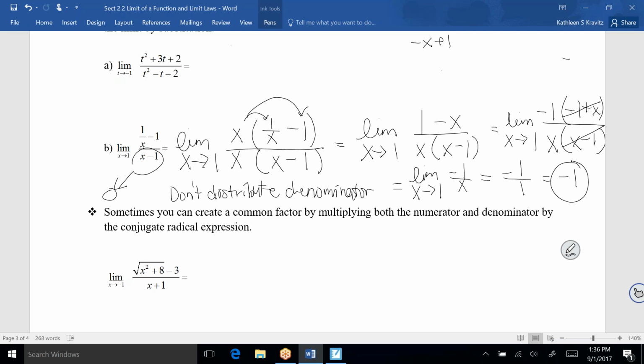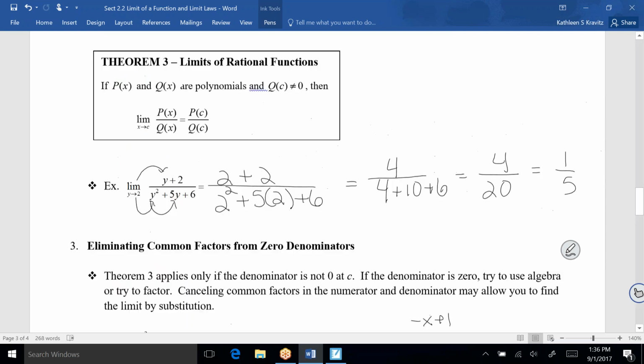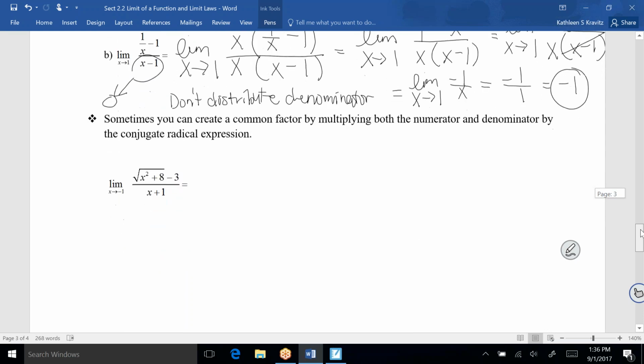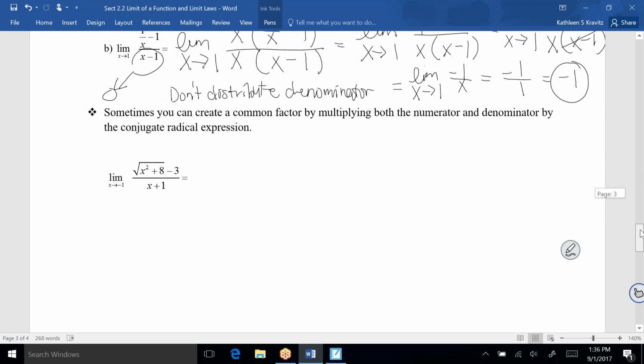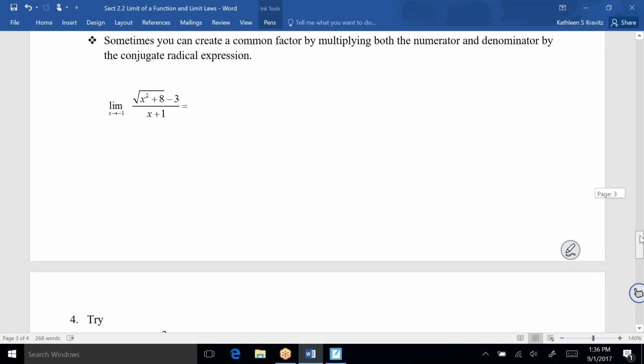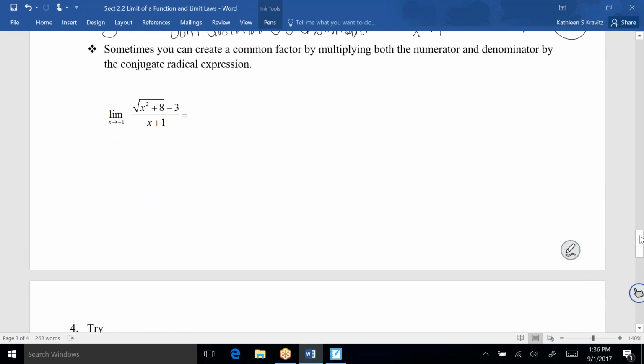All right, so a couple things that you can always try to do would be try using some algebra, like we did for that first one, by simplifying that fraction, or that was for the second one, or try factoring like we did for the first time. But sometimes you can't create that common factor, or sometimes you can create a common factor by multiplying the numerator and the denominator by the conjugate radical expression.